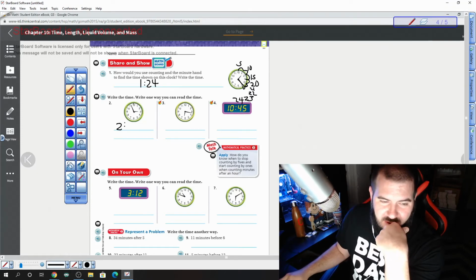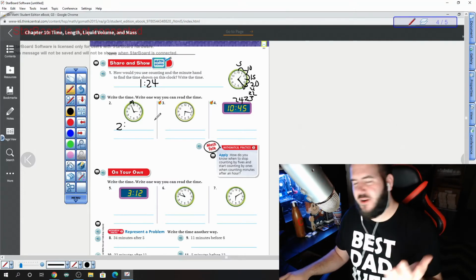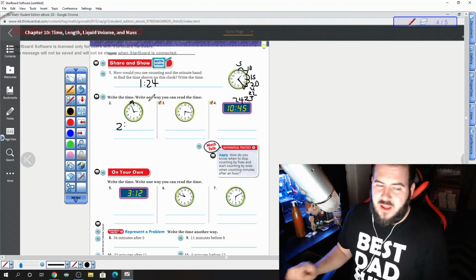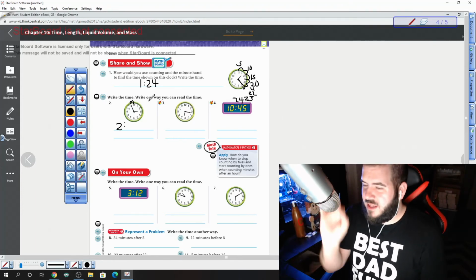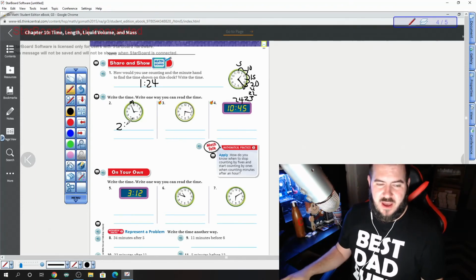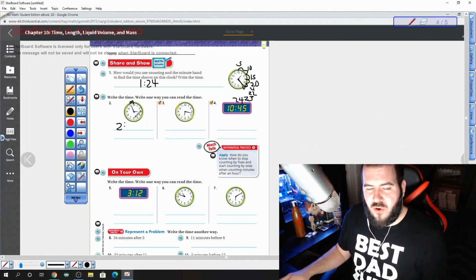So here I'm going to count 1, 2, 3, 4. And it's really hard to see, and it's really hard for me to draw on here, but if you are careful on your paper, you will see that it's 4 spaces back. So that does not mean it's 2:04 because we went backwards.